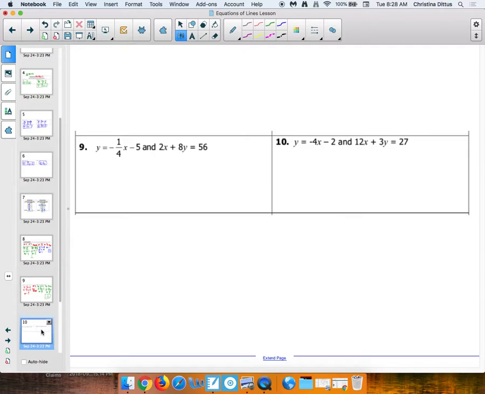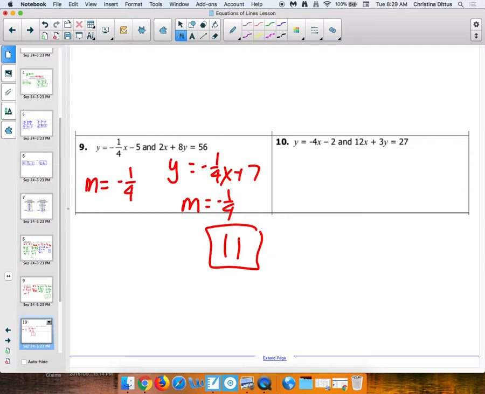How are we doing? Done? My 9 people, what'd you get? y equals negative 1/4 x plus 7. So my slope is negative 1/4. My slope over here is negative 1/4. So they are parallel. Good. That's not an 11, but everybody knows it's parallel, yeah? Yeah. Okay, just making sure.